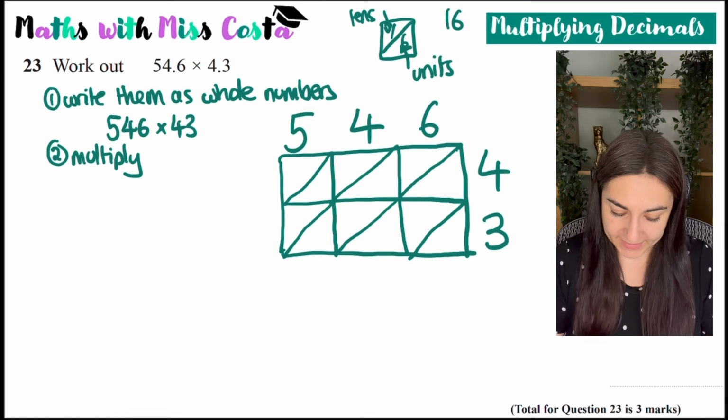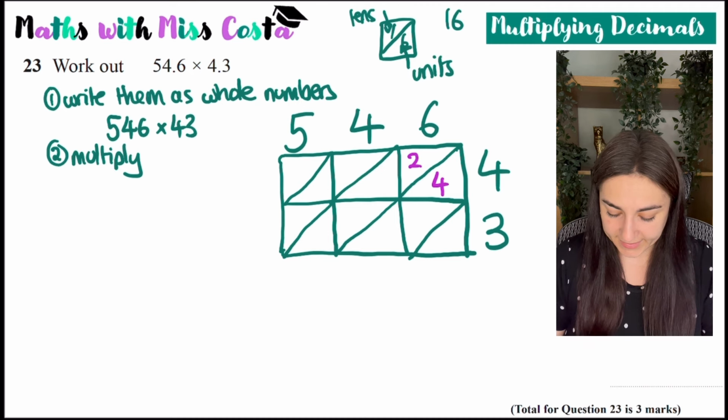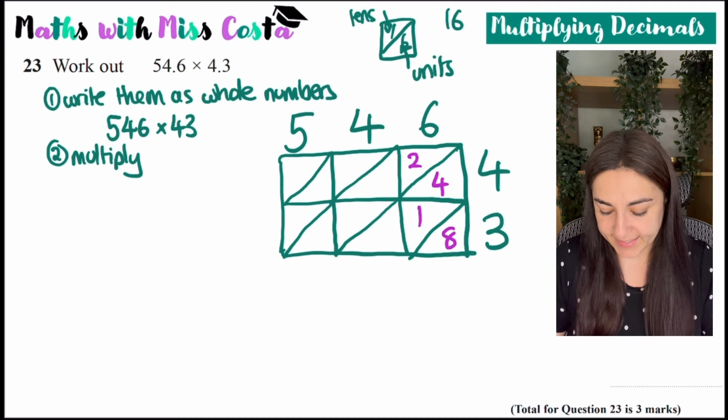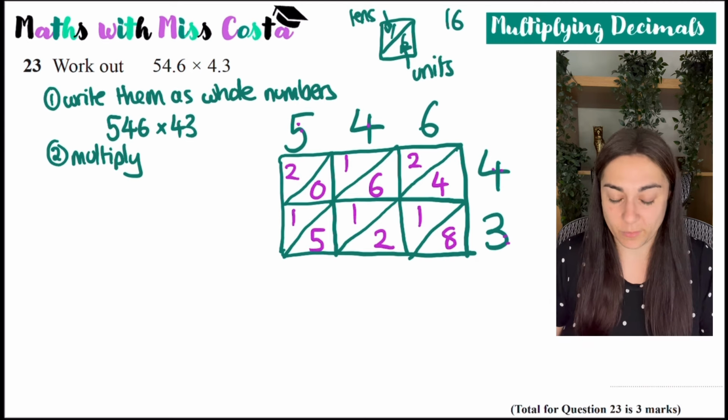So let's start by 6 times 4 is 24. 6 times 3 is 18. 4 times 4 is 16. 4 times 3 is 12. 5 times 4 is 20. And 5 times 3 is 15. So that's how I fill out my box.